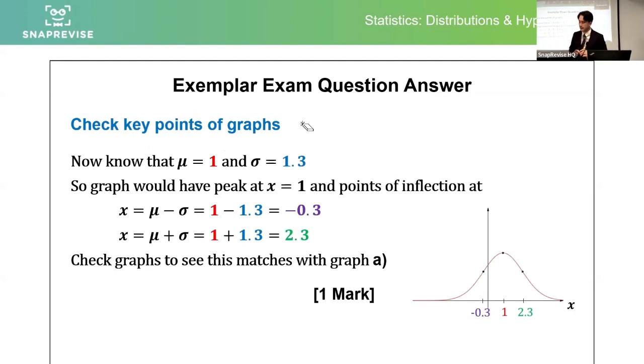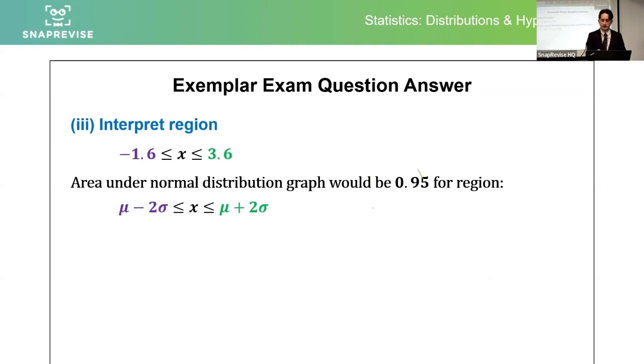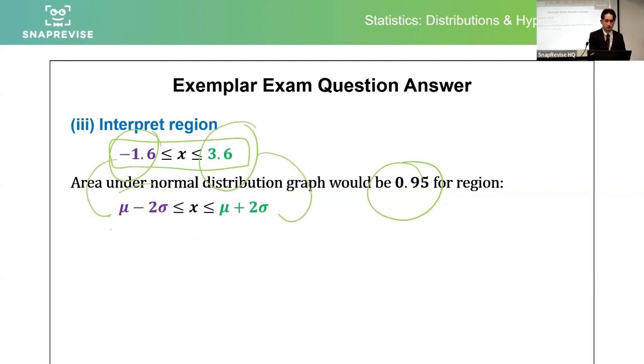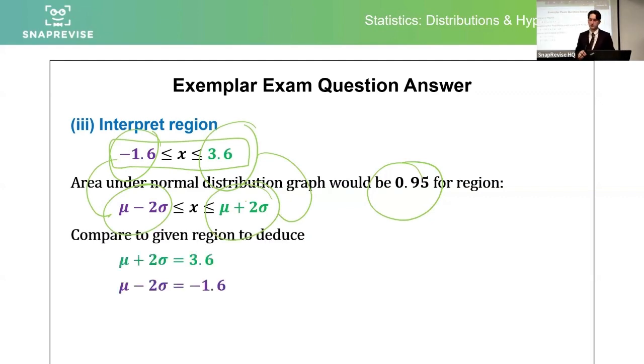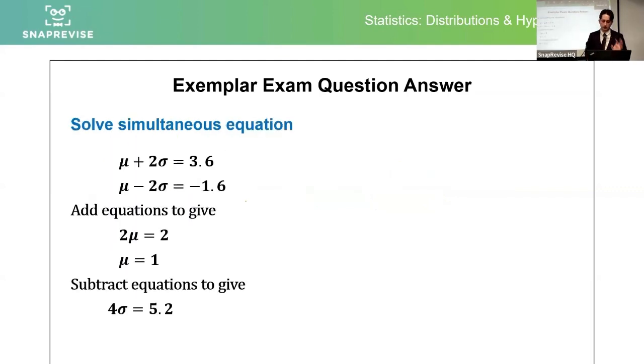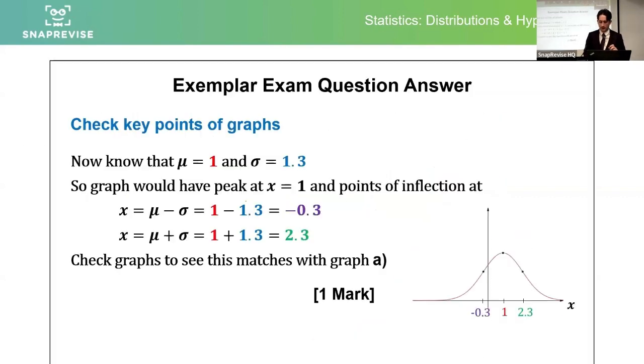Now we'd already narrowed it down to A and B. But just to revisit that, because I know that was quite quick, we were using that fact we mentioned earlier, that 95% of the stuff lies within 2 standard deviations of the mean. So we know the region we're looking at. And so this and this must represent mu plus or mu minus 2 standard deviations. So we can form simultaneous equations to find out what mu would be and what sigma would be. So this was again a matchup and a process of elimination. And we can see that that would be graph B.